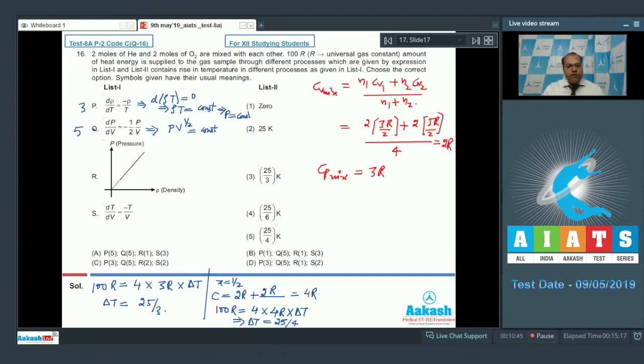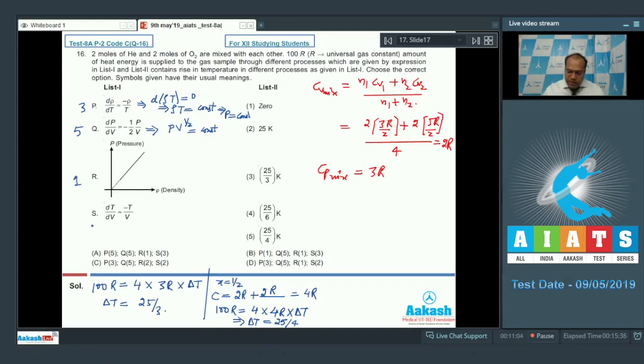In entry R of list 1, pressure is proportional to density. When pressure is proportional to density, it means the temperature is constant, or it is an isothermal process. In case of an isothermal process, delta T becomes 0. So the correct matching would be 1.